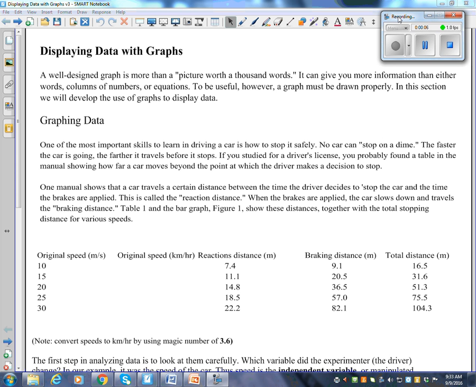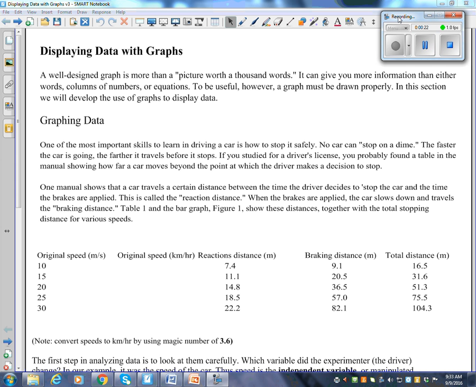As I was telling these guys, part of the Pan-Canadian is to be scientific literate, and part of that is reading and using a graph. So we're going to spend a few days just sort of reviewing our skills about graphs. So follow along with me here, please.